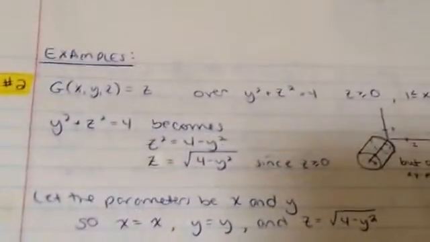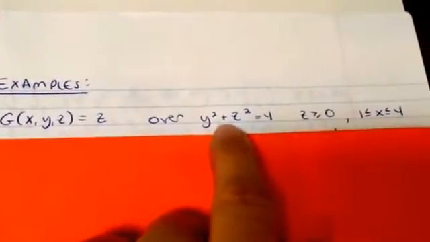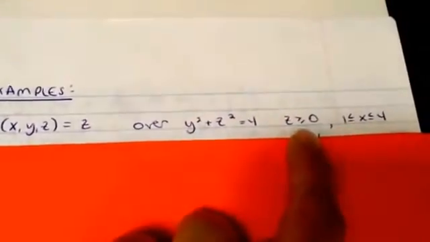All right, so we're going to start with number 2. So number 2, here's my function. It would help to look at this one piece at a time. Okay, here's my function. The function is z. It's over this cylinder above the xy plane. X is staying between 1 and 4.